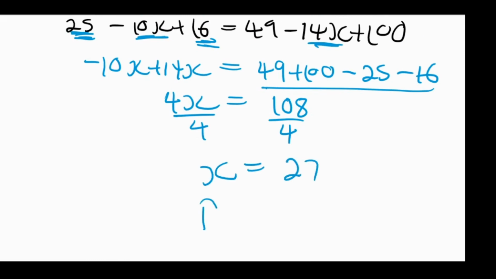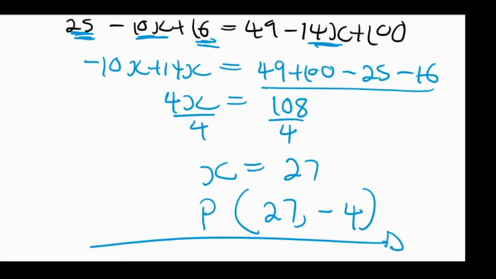So this means now that your coordinate of P is going to be 27, which is your x value, and your y value is -4. So these are the coordinates of P.